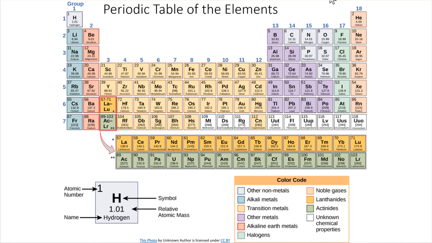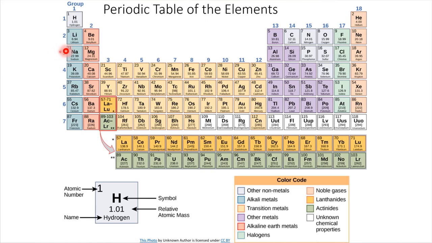Living things consist of, let me get my laser pointer here, we have a lot of carbon, nitrogen, and oxygen, as well as hydrogen. Those are the four elements that make up most of our bodies. However, there are some other elements present in trace amounts. Quite a few other elements are present as well.